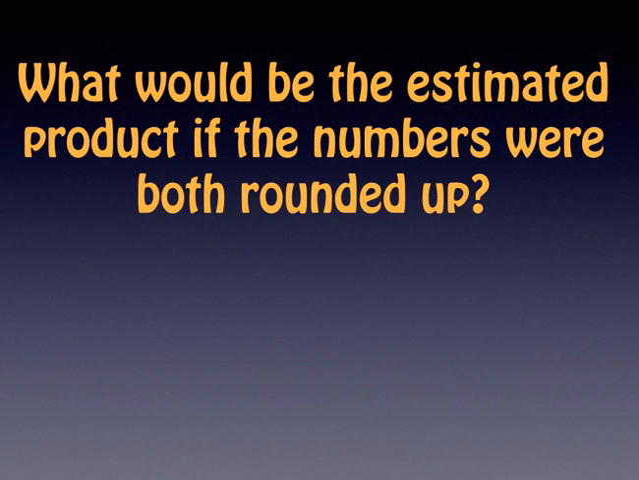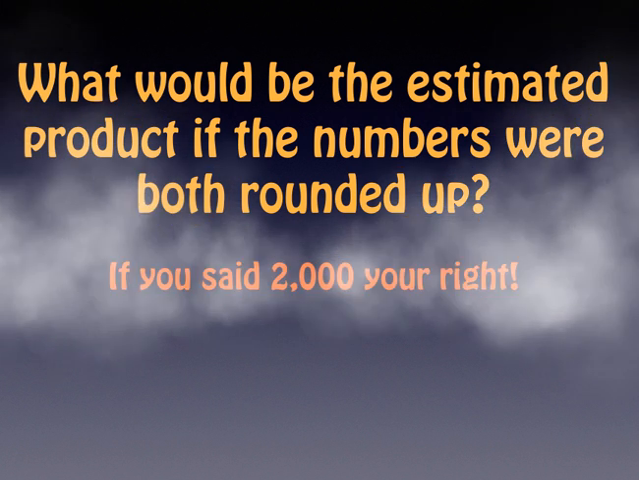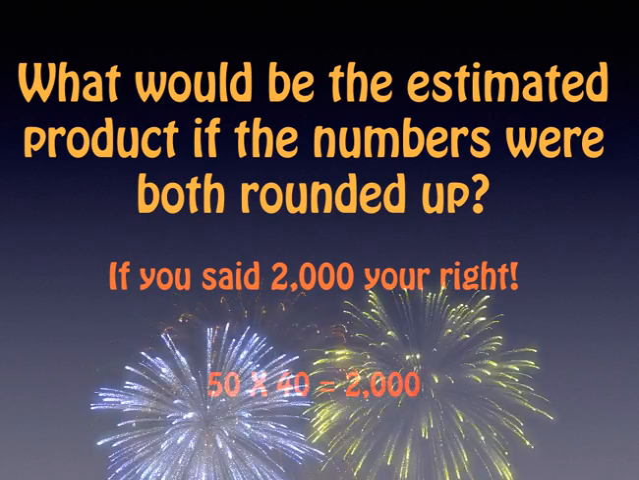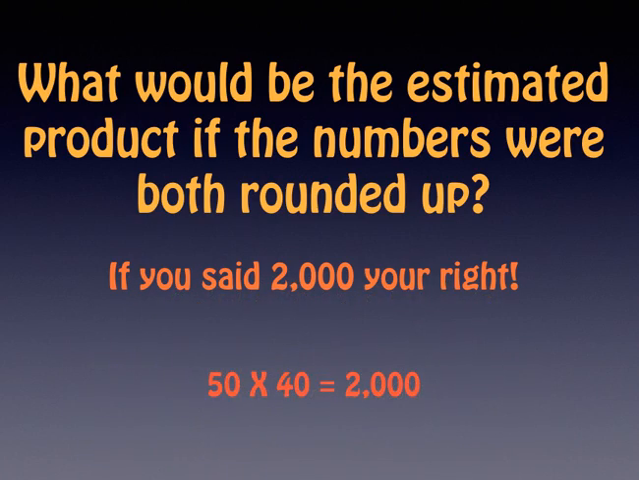What would be the estimated product if the numbers were both rounded up? If you said 2000, you're right. So if we rounded up, we would have rounded to 50 times 40, and we would have gotten 2000.